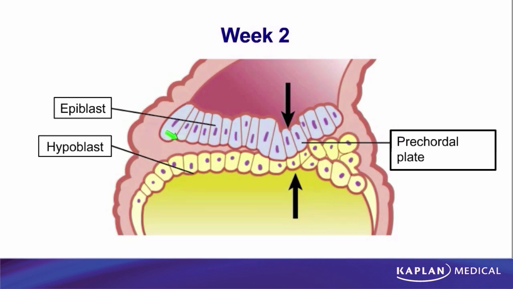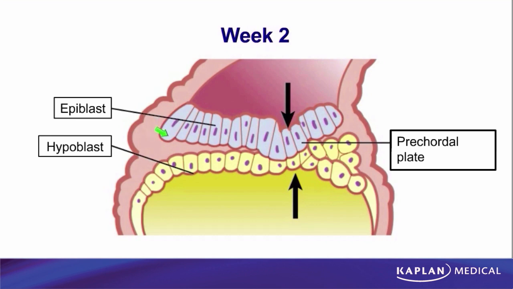Before recognizing that, we couldn't tell which was the head end and which was the tail end, but once we see the procaudal plate, we know that this is going to be the head end, and therefore this will become the tail end of the embryo. So we now have established polarity.